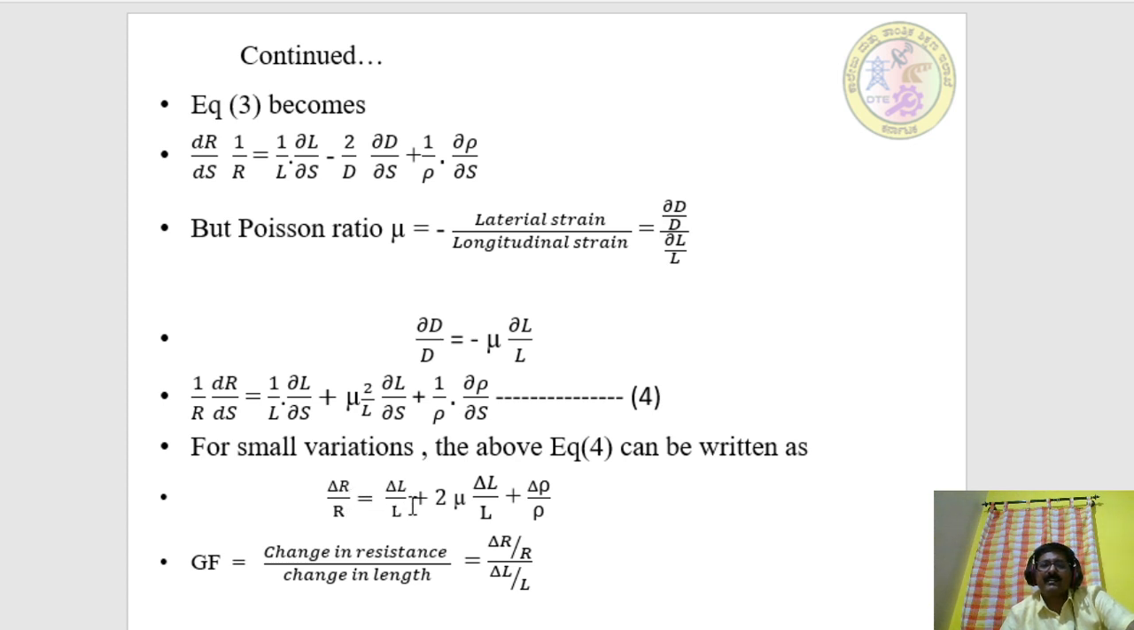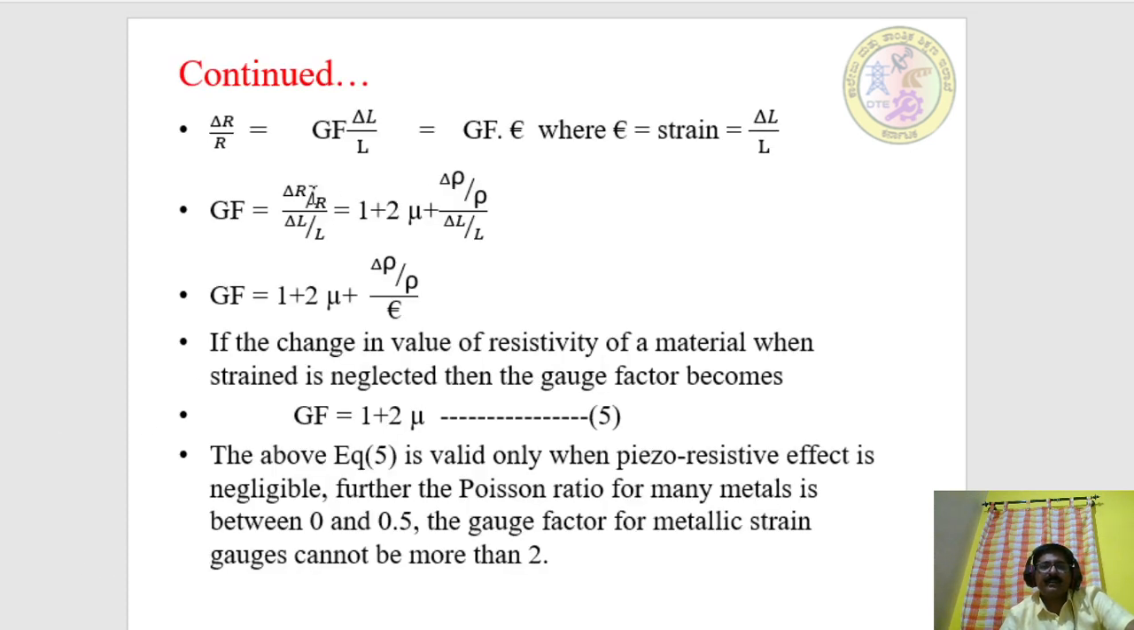Delta r by r is equal to delta L by L plus 2 mu delta L by L plus delta rho by rho. Now we well know gauge factor is defined as change in resistance by change in length, that is delta r by r divided by delta L by L. Then delta r by r is equal to gauge factor into delta L by L. When rearranging the terms, we know this term delta L by L, change in length by original length, is strain epsilon. We will re-alter the term now.